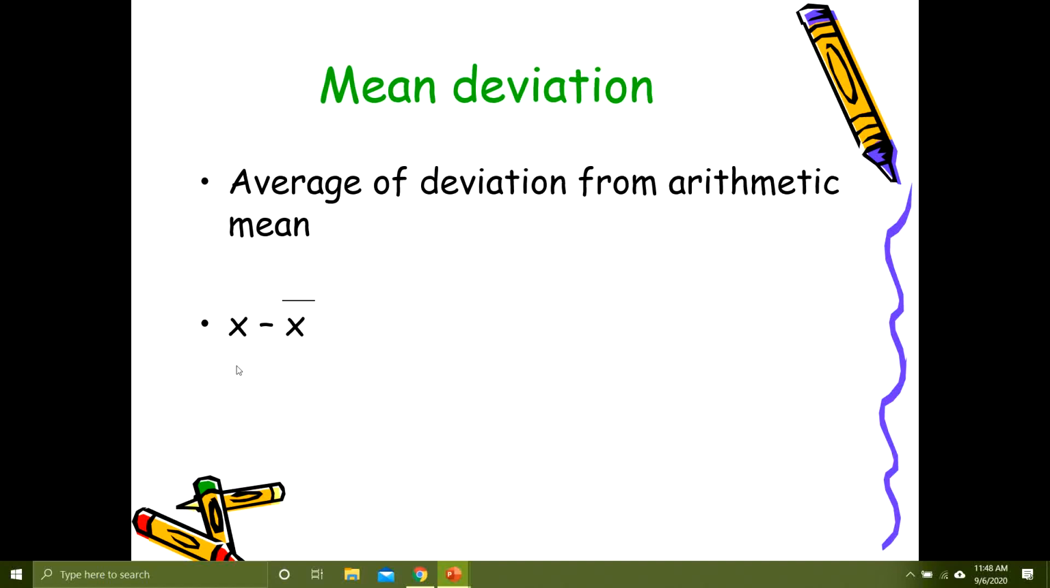So it is calculated by X minus X bar, where X is the observation of each and every individual in the sample and X bar is the mean. Let me explain further.